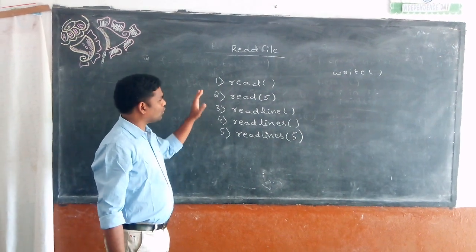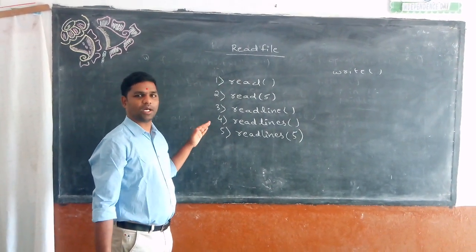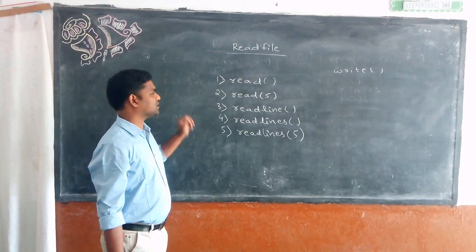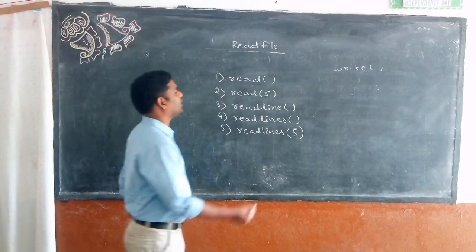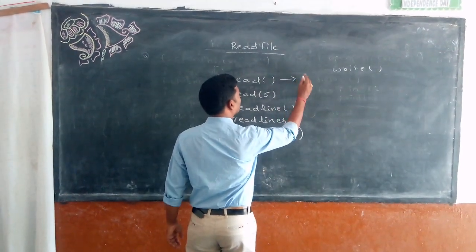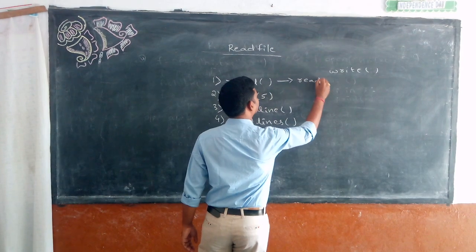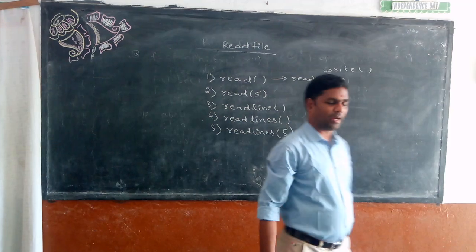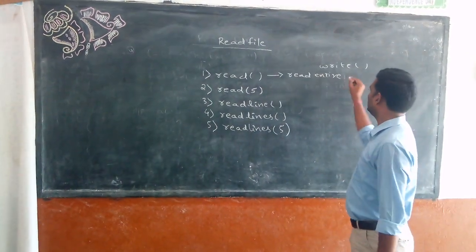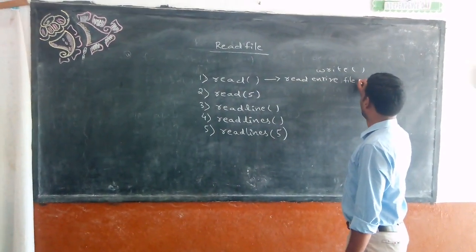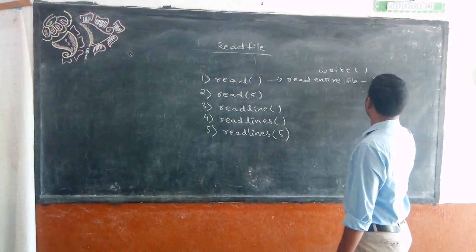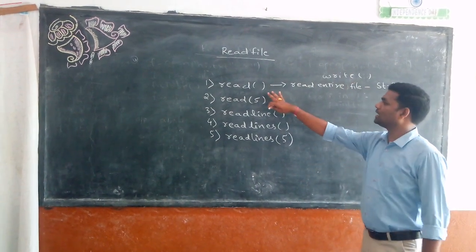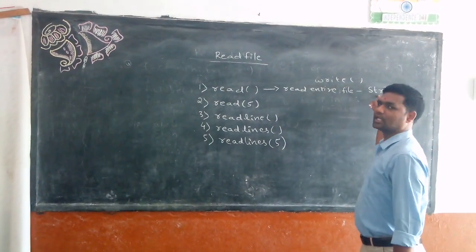Now we will see the difference between each and every function, how they work, and what the return types of each function are. The first one is the read function. The read function is useful to read the entire file, all the bytes. Whatever content is available in the file will be read as bytes, and it will return all of it in string format. So the return type is string. It reads the entire file at a time and returns a string.